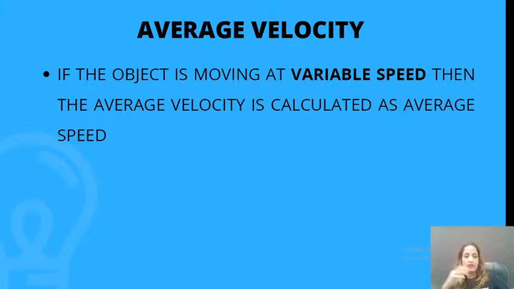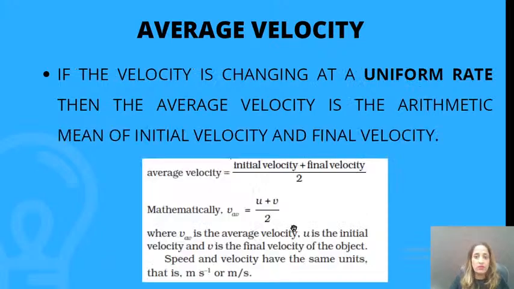All right. So what is the average velocity then? If the object is moving at a variable speed, then the average velocity is calculated like the average speed when there is a variable speed. So this is how we calculate it.